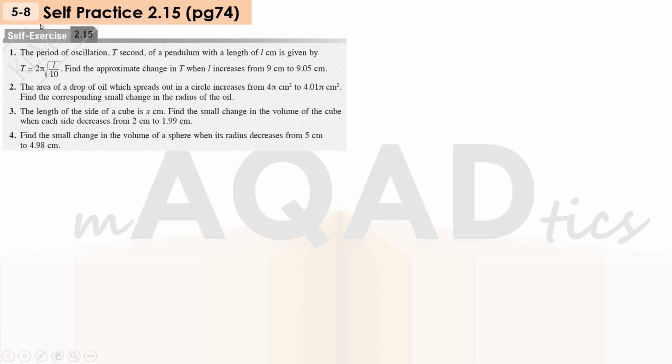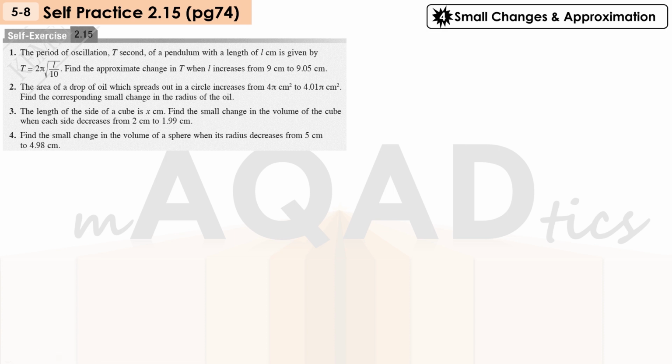Questions 5 to 8 are taken from textbook Self-Practice 2.15. For this video, I will explain these 4 questions in one go because the way to solve them is the same. For these questions, you can see that they ask to find the approximate change, or find the corresponding small change. This is the 4th application in differentiation, which is to find small changes.